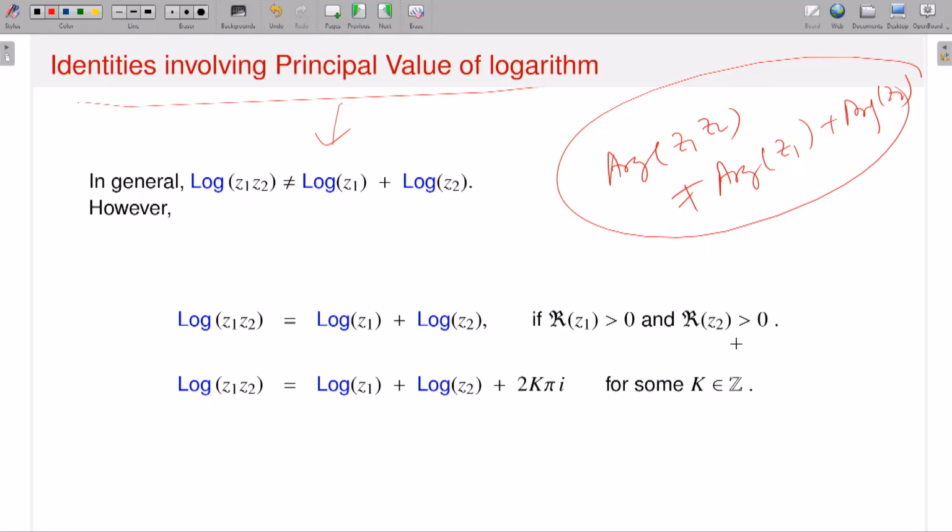However, if I have restrictions on my complex numbers z1, z2, then it is satisfied. That means if the real parts of z1 and z2 are positive, that is, if I am in the right half plane, then it is satisfied. And if I take the log of the product z1 z2, this is log z1 plus log z2 plus some additive factor 2k pi i for some k in Z. So these are identities you should remember; you can prove them easily.